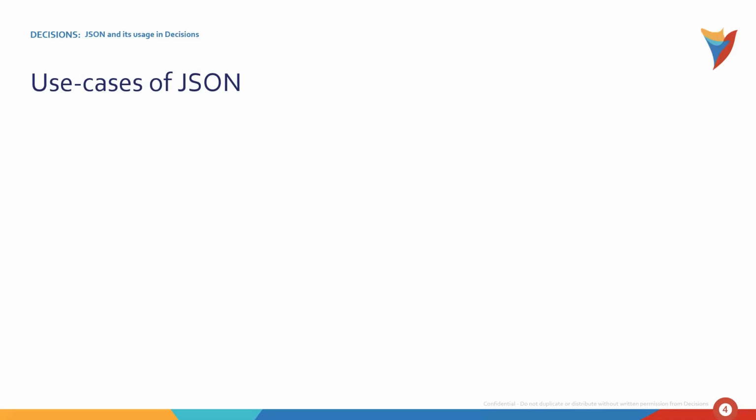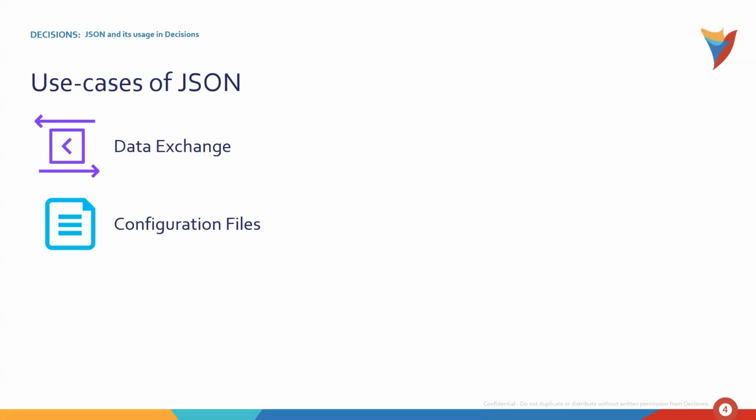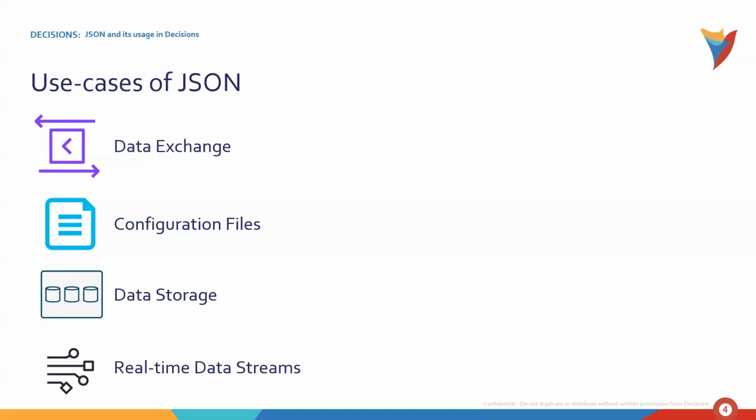Now let us see a few use cases of JSON. 1. Data exchange. It is used for data exchange between client and server architecture, for example, web APIs. 2. Configuration files. It is also used for configuration files as it is easy to read and edit manually. Examples are AWS CloudFormation templates and Google Cloud Deployment Manager. 3. Data storage, especially in NoSQL databases like MongoDB. 4. Real-time data streams like chat services, live notifications, stock price updates, etc.